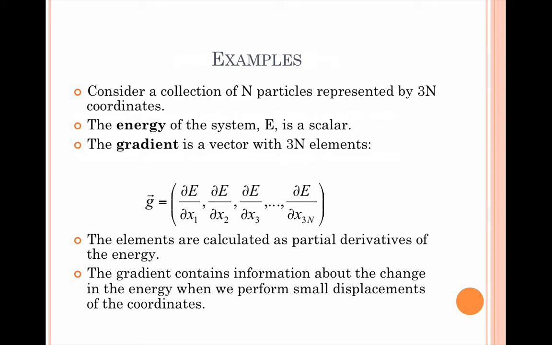Then the energy of the system, E, is a scalar. The gradient is a vector with 3n elements, and these elements consist of the partial derivative of the energy with respect to a given coordinate. If, for example, this first term here is negative, then it means that if we move this particle, characterized by this coordinate, along the positive x1 direction, then the energy will decrease.